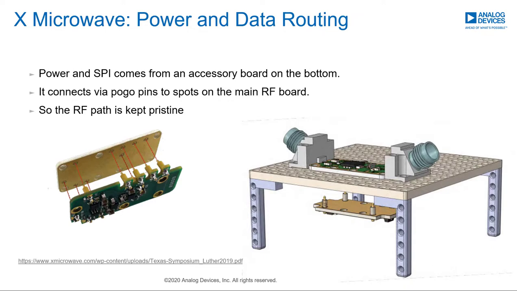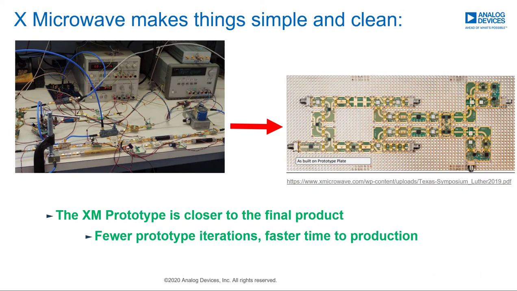The great thing about this system is power and data comes up from underneath the board, and that gives you a very clean, pristine RF path on the top side of the board. So you can take something like on the left side, which is probably not unfamiliar to many of us on our benches, a bit of a rat's nest of cables and eval boards and connectorized modules, and you can convert it into something in the X Microwave system.